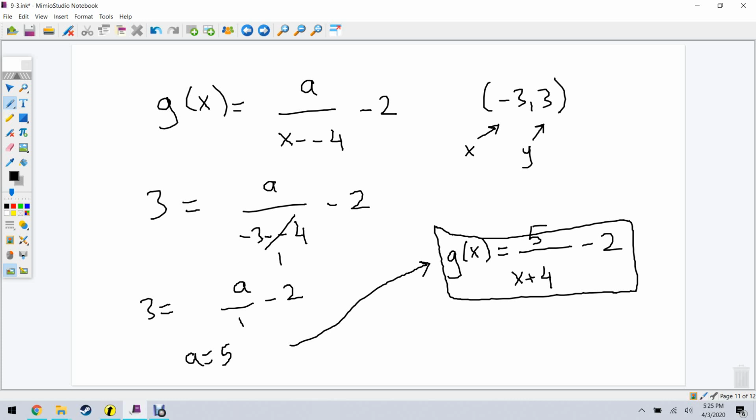Basically, remember, h is the vertical asymptote, k is the horizontal asymptote. And when you put these into the function, that's negative 6 over x plus 1, plus 2. The function is negative 6 over x plus 1, plus 2.